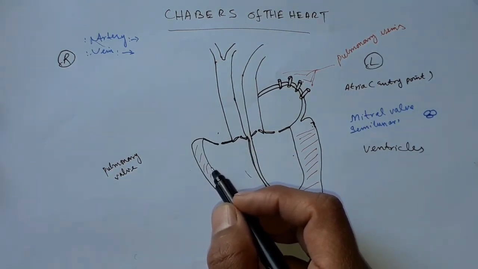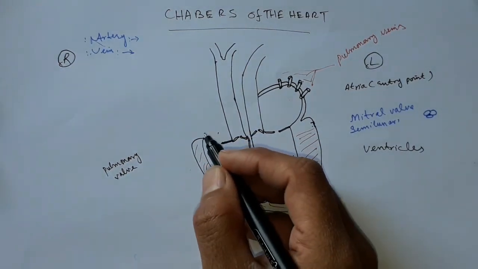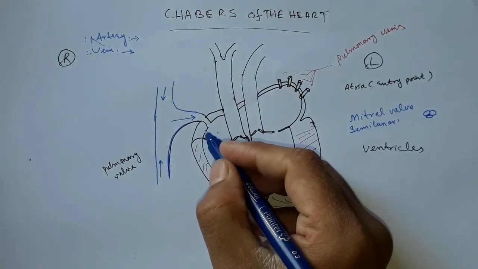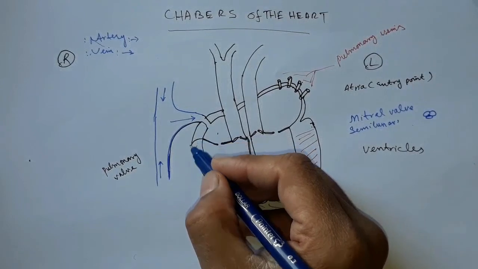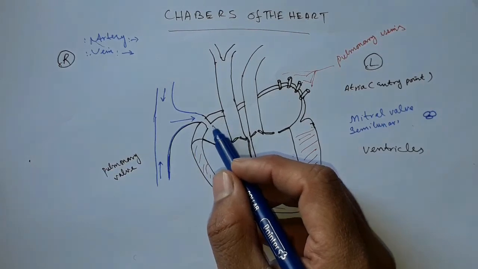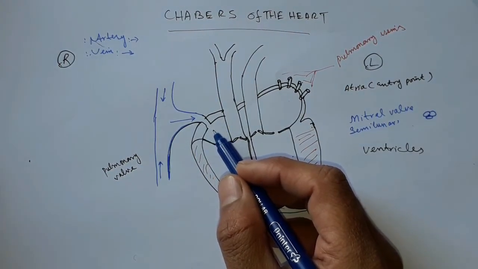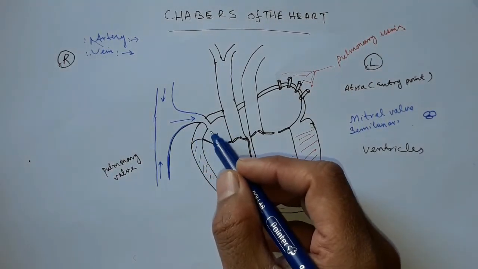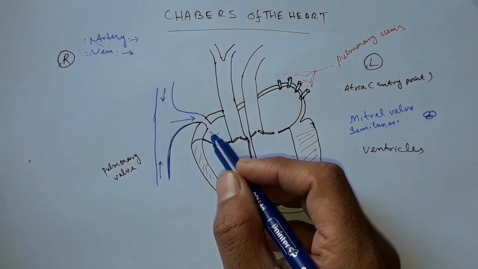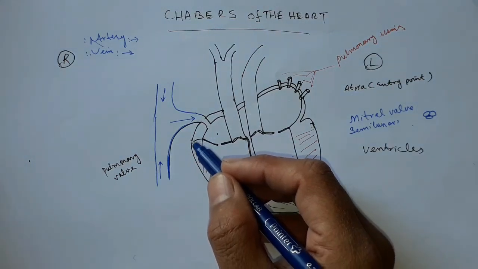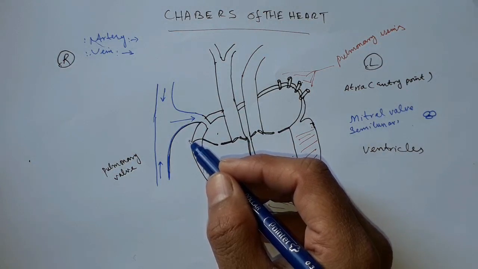Now let us put another chamber, the last chamber of the heart. This last chamber of the heart is called the atrium, and it is on the right side, so it is the right atrium. And to the right atrium there are two large vessels coming into this side. These vessels come from above, carrying blood from the top part of the body.